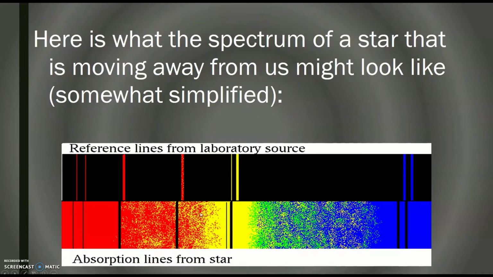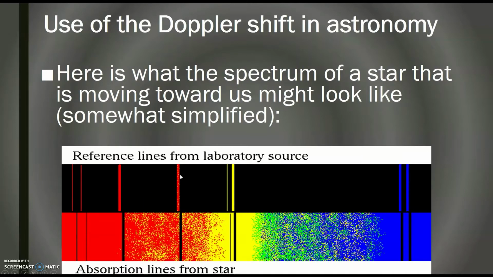Now here's the opposite. Here's a red shifted one, and it's ever so slightly to the left of the lines. So the star is moving. This one's moving away, while the blue shift is going towards us.